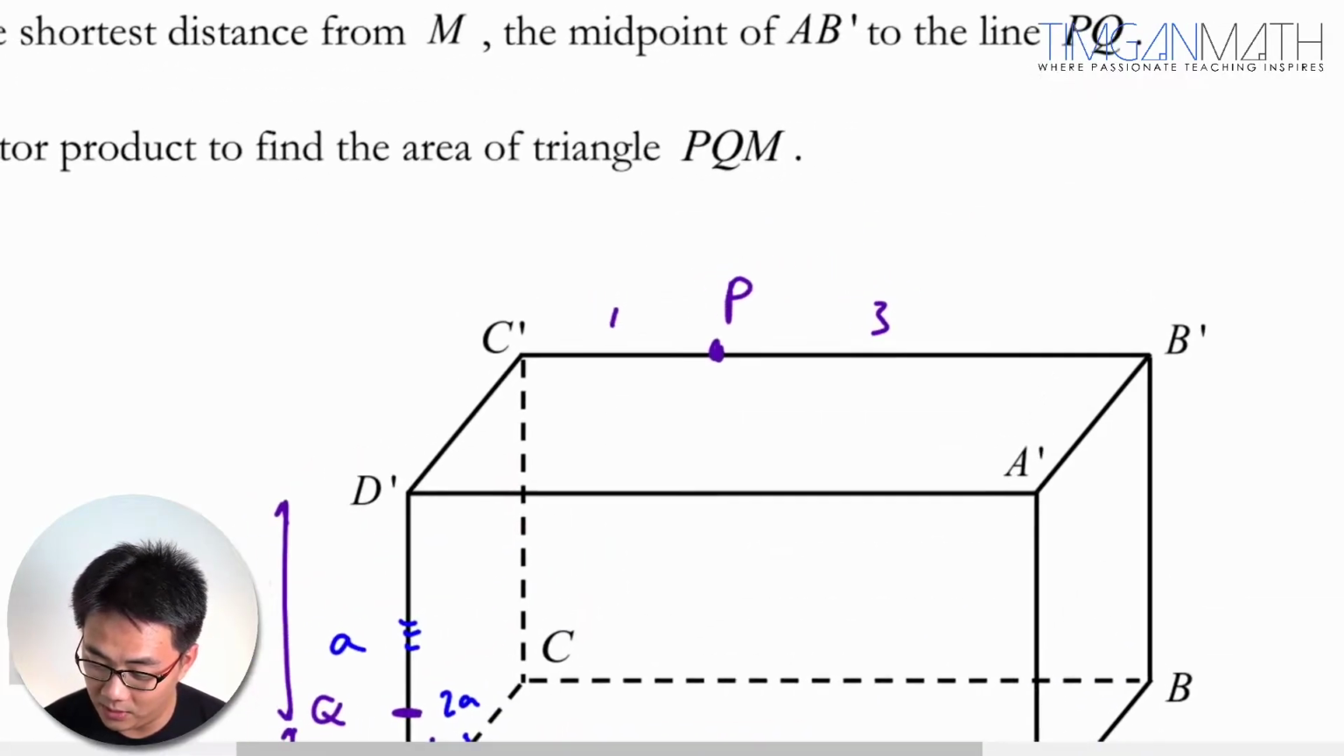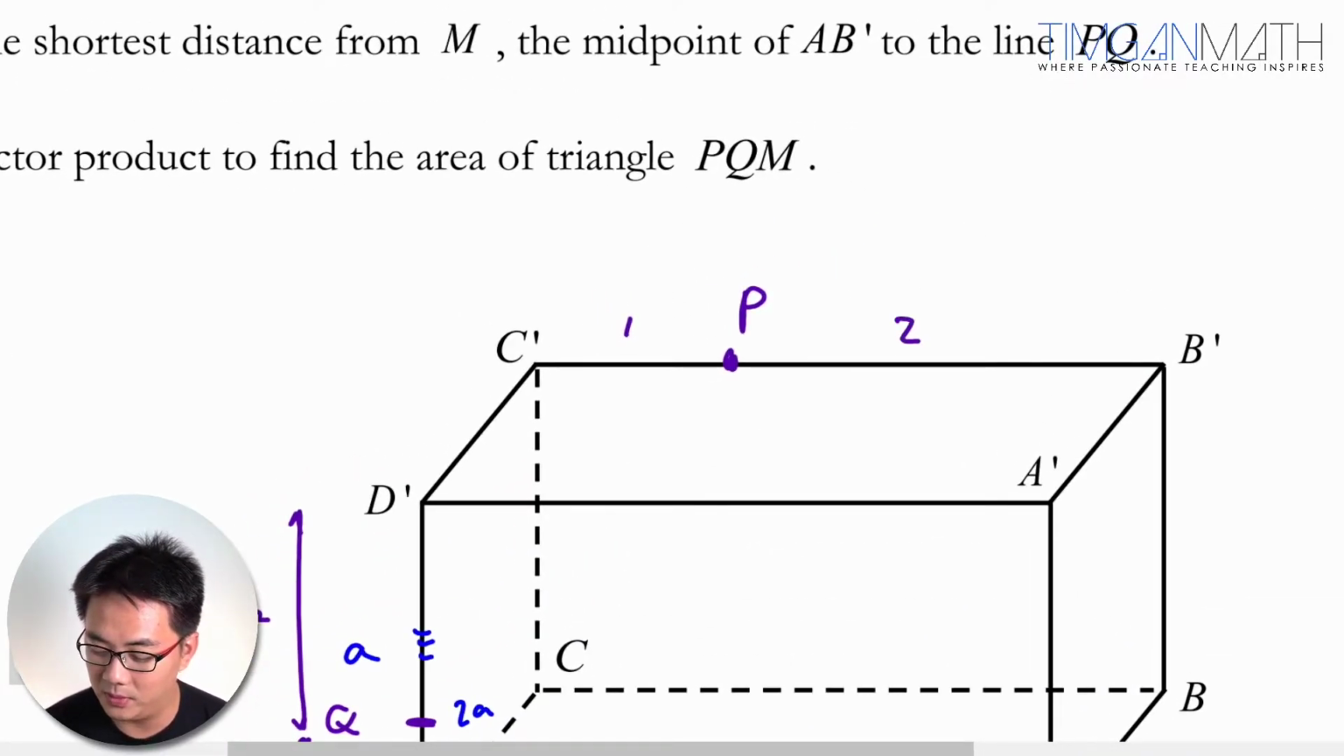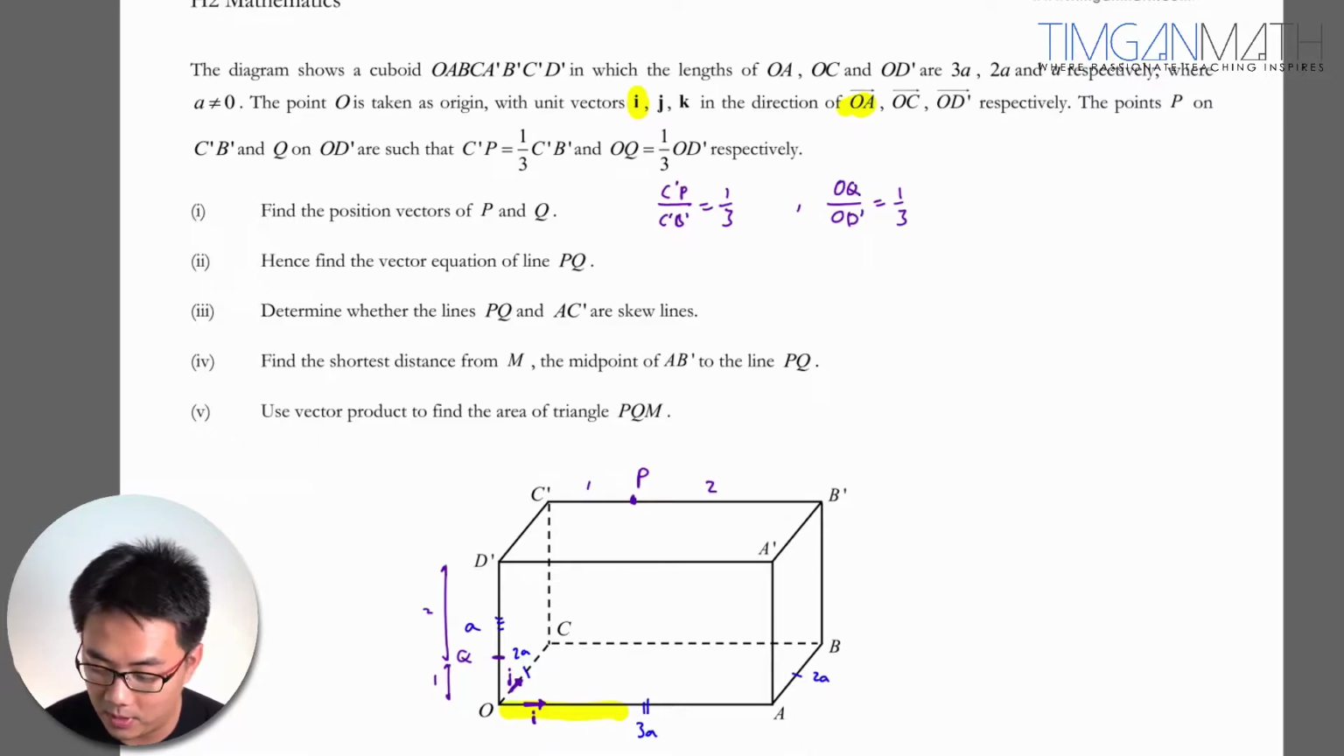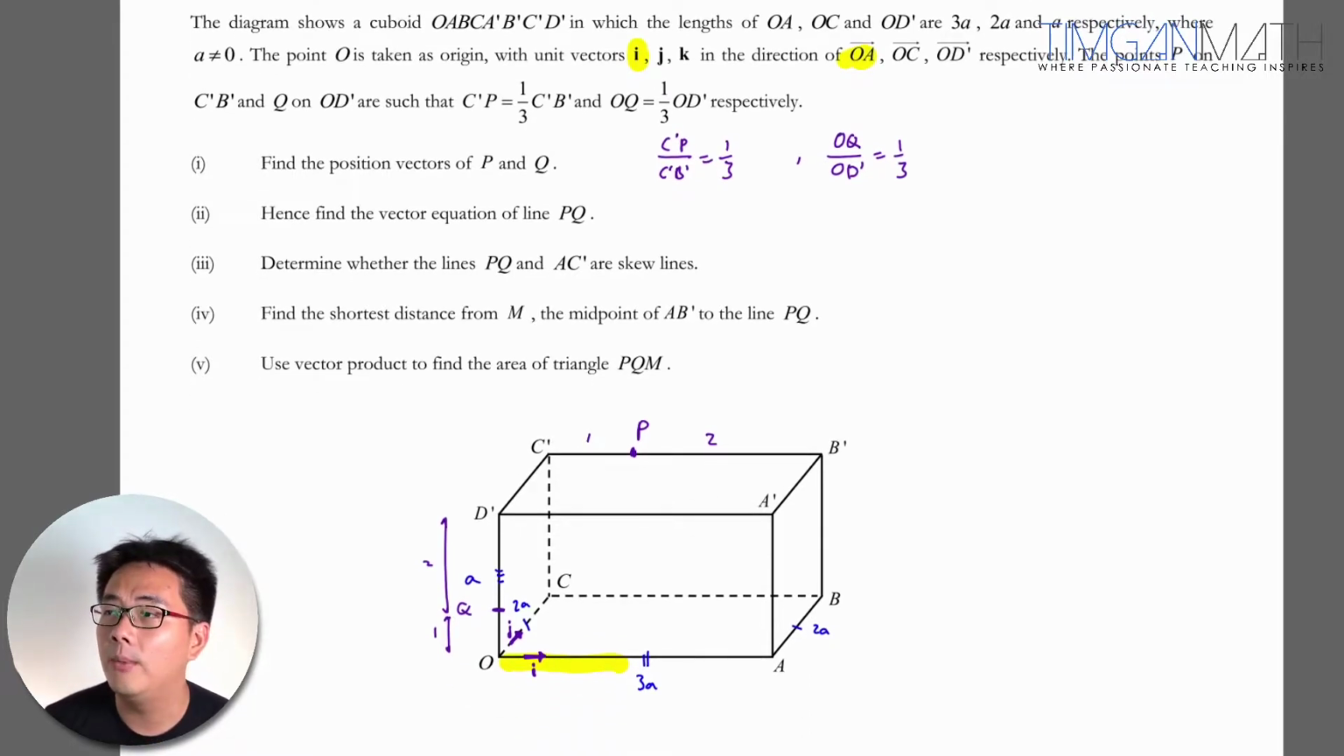Did I label the wrong one? Oh shucks, I labeled wrongly as well. So this is 2. Yeah, C prime B prime. Okay, great. So just label it properly. Make sure you don't have any mistakes, just like what I did.